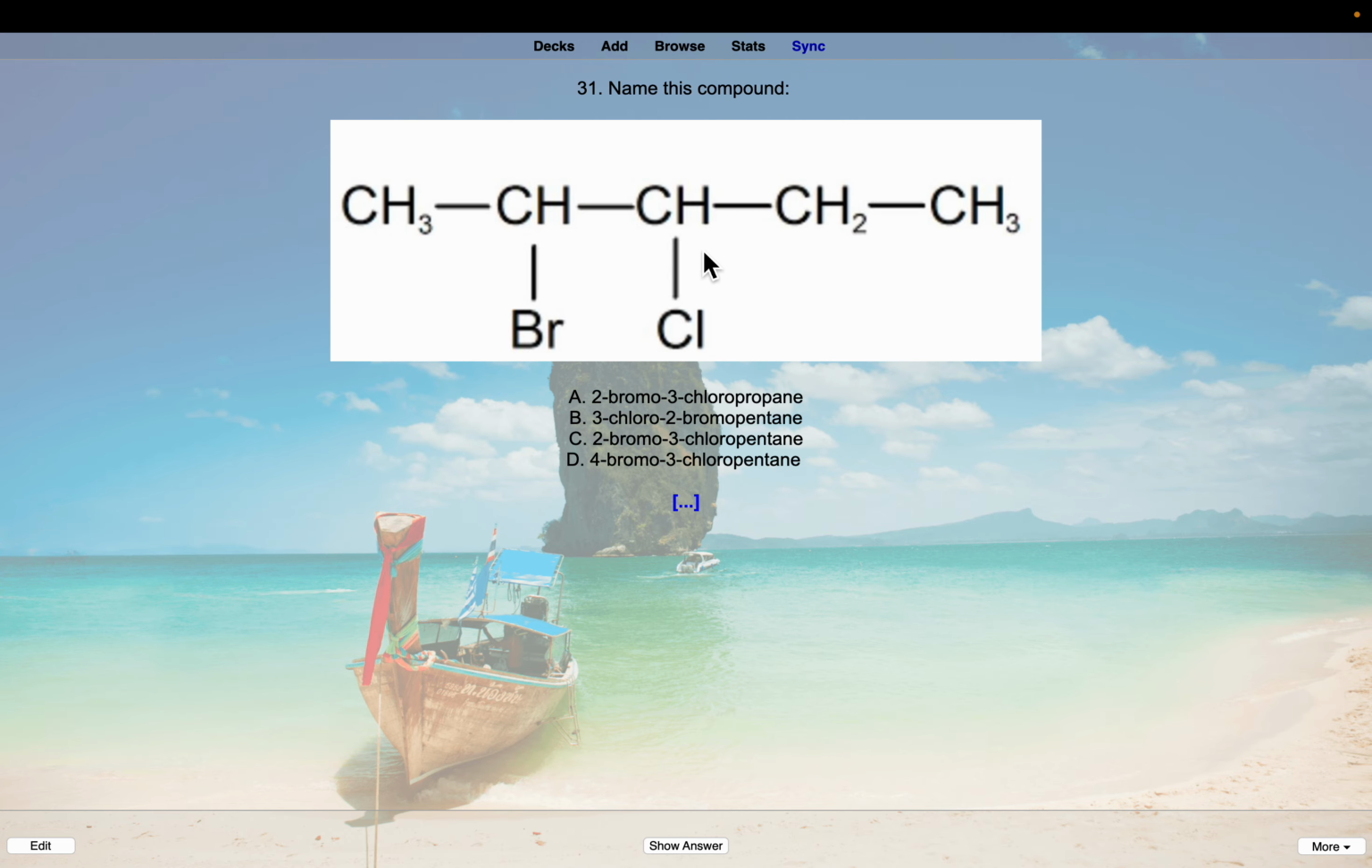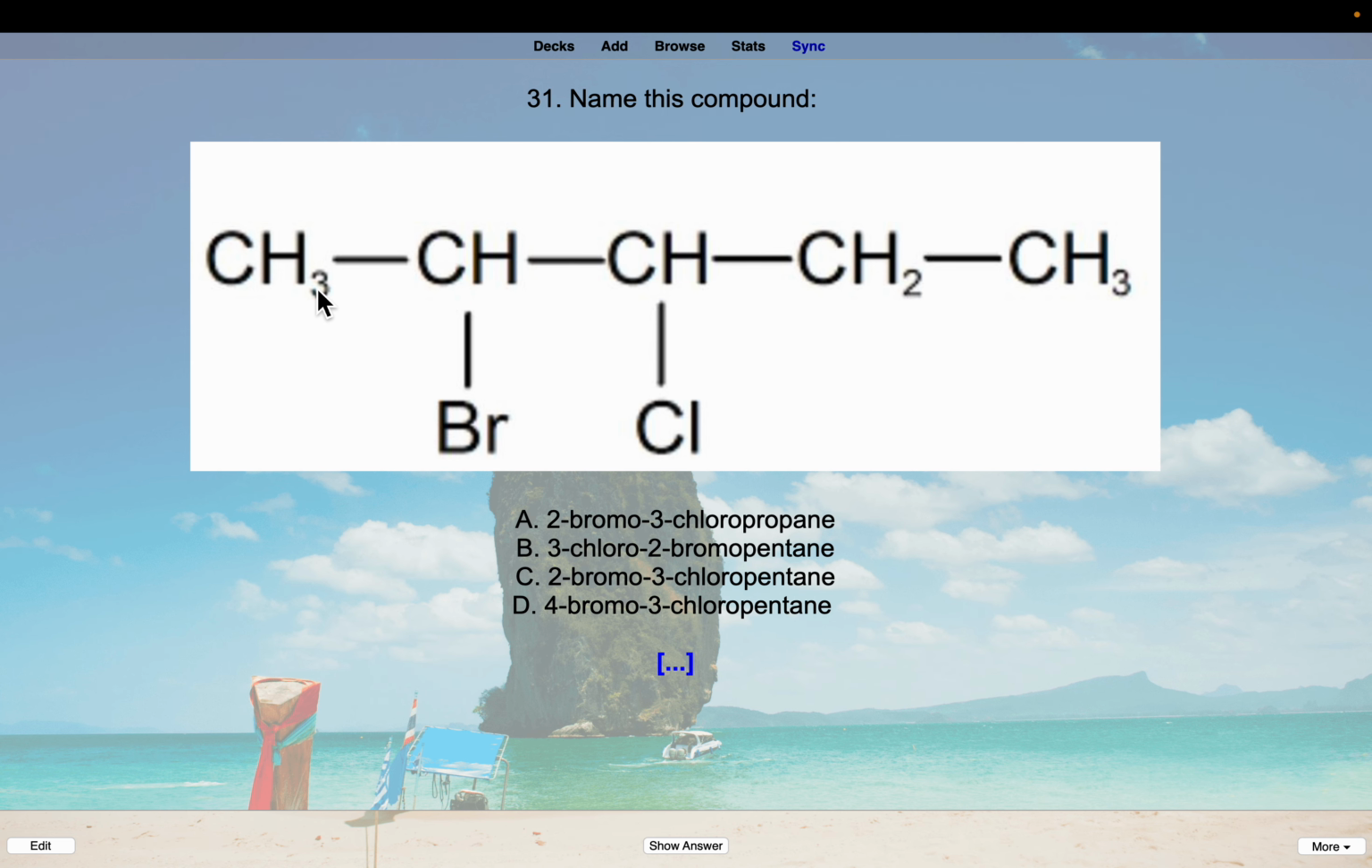Okay, next. Name this compound. 1, 2, 3, 4, 5. 5 carbons. So this is pent. A is wrong already. It's either B, C, or D. We start counting from the left. 2-bromo, 3-chloro, pentane. Letter C is the answer.